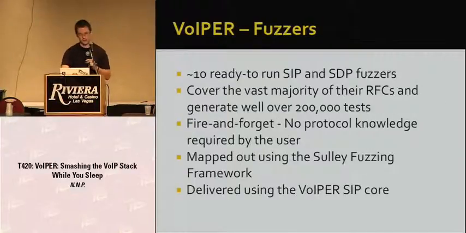So the fuzzers themselves, there's about 10 of them, and that number is an underestimate. There's maybe 50,000 requests in each fuzzer, and all the knowledge is encapsulated in the fuzzer. So you just basically run the command line tool or the GUI client, start it up, and then go away. I use Sully as the fuzzing framework behind it, so that's really cool. It provides debuggers and crash detection and that kind of stuff.